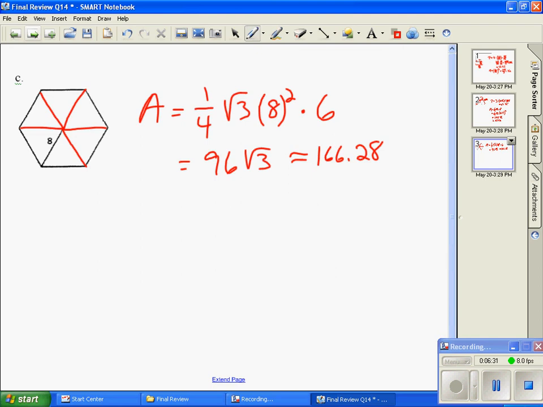Now the perimeter is really easy since we have the equilateral triangles. Each one of these sides is 8. And we have 6 of these sides, so 6 times 8 will be 48.